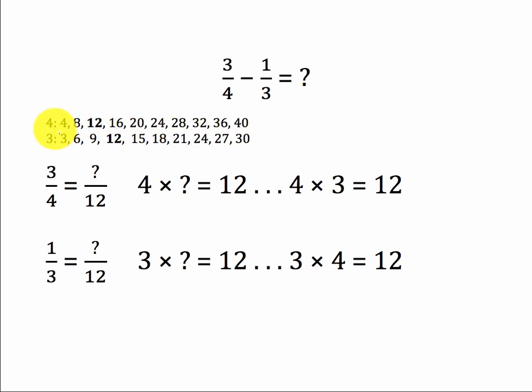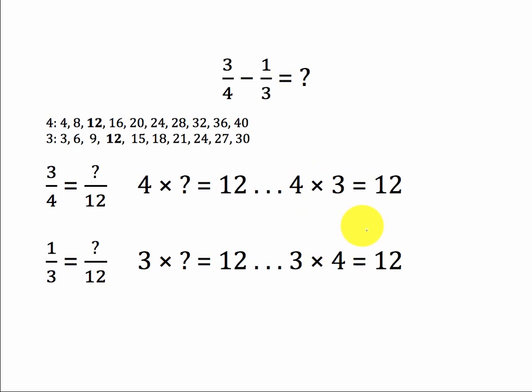So when I've done these 10 multiples of each denominator, I want to look for that common denominator. I see I have a 12 here, so we're going to use that. We also have a 24 that's common, but let's use the smaller one. That'll make it easier. So I want to turn 4 into 12, and I want to turn 3 into 12. So 4 times what is 12? Well, 4 times 3 is 12. And 3 times what is 12? Well, it's just the reverse. 3 times 4 is 12.